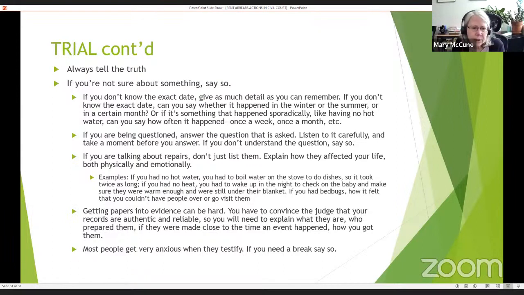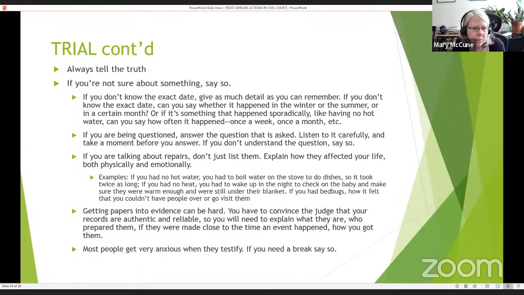If you're being questioned, make sure that you answer the question that is asked. Listen to it carefully. If you need to, take a moment before you answer. And if you don't understand the question, say so. Ask them to repeat it if you're not sure what was said, or ask them to rephrase it in a way that you can understand.